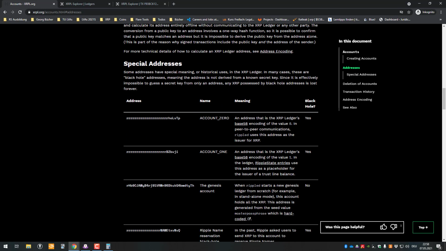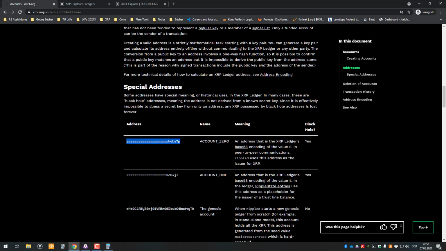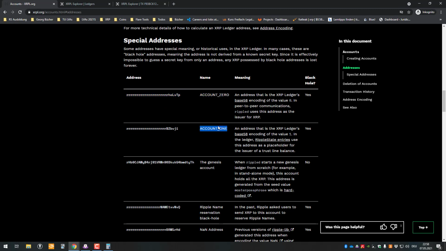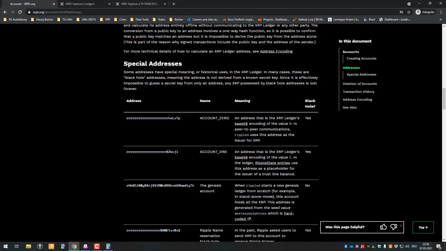We can see here there are also some special addresses which I would like to highlight. There's account 0, account 1, the Genesis account, and so on. There's a flag called black hole. These are accounts which can't be accessed, meaning you can send XRP to this address, but you can't access it anymore. That is what is meant by a black hole. It's an account which exists on the XRP Ledger, where you can send XRP to, but nobody else has access to that account, therefore it's gone.